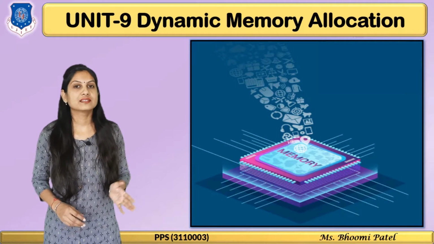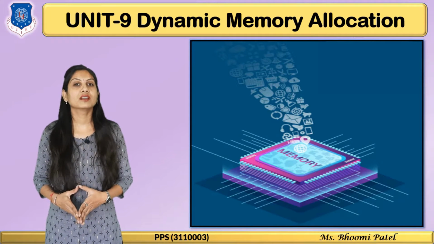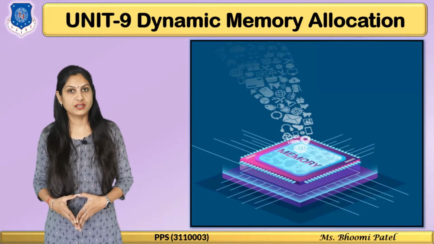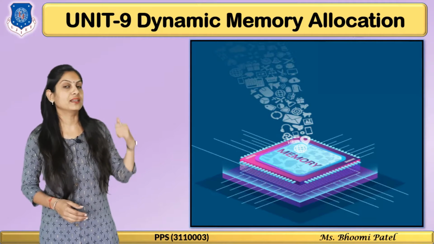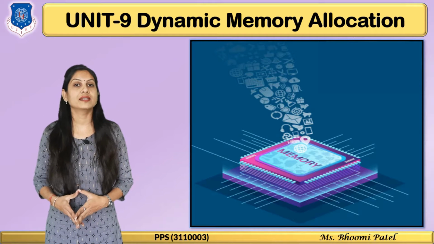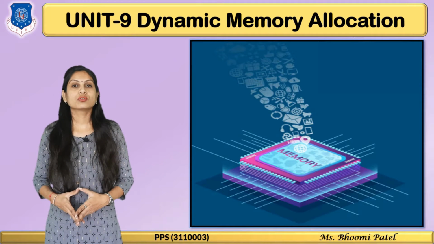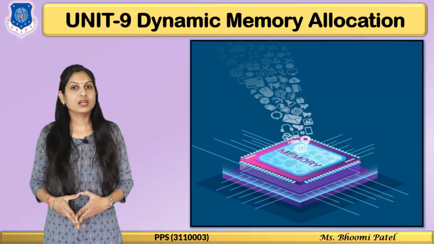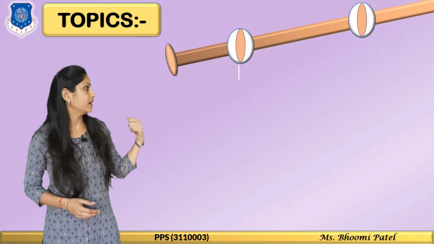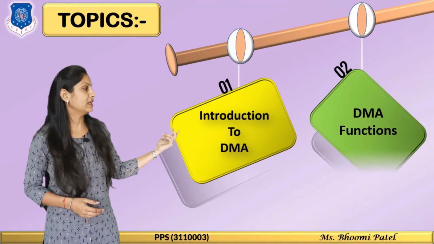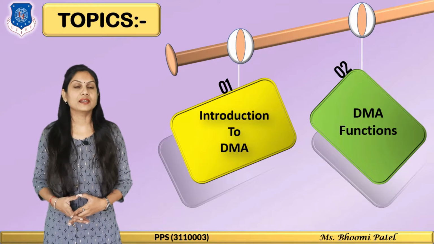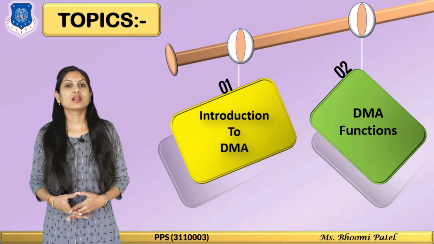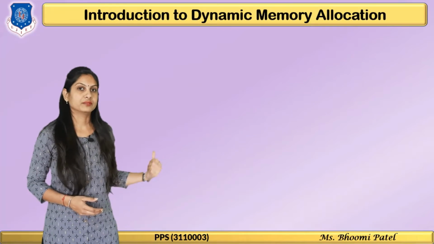In our previous lectures we already completed our unit number 8, that is structure, and now today we are going onwards to our new unit, that is unit number 9, dynamic memory allocation. For that we have to learn first two topics. First is an introduction to DMA and second is the different functions available for dynamic memory allocation. So let's first understand the introduction.